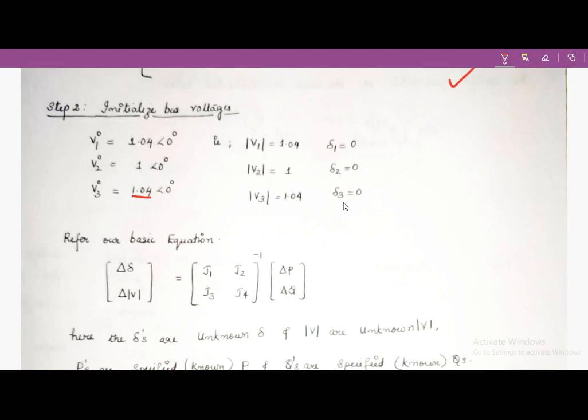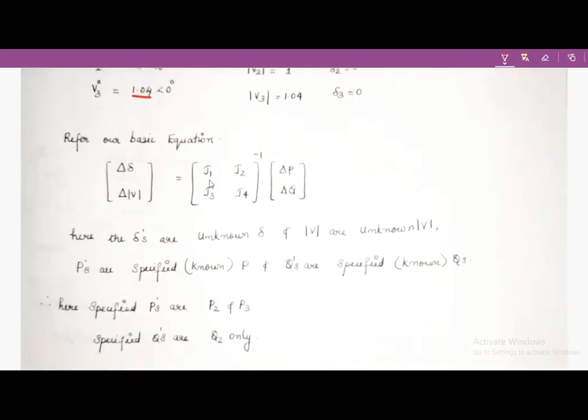The only difference is that in the Newton-Raphson method, we will be calculating the bus admittance matrix in polar form, and we will be initializing the bus voltage as 1.04 angle 0 instead of 1.04 plus j0. That is the only difference here in the case of the first and second step. Now moving to our basic equation.